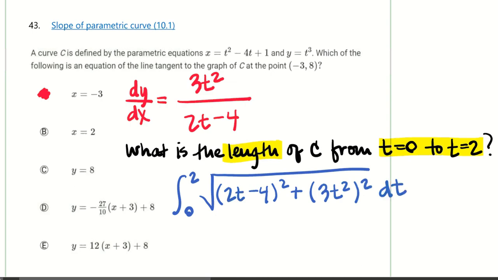Now, in general, this is going to either be a calculator question or which of these is the right integral, and so I'm just going to show you how to write the integral, and that'll be good enough.